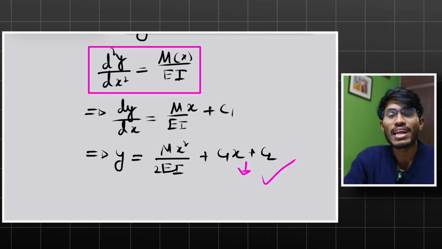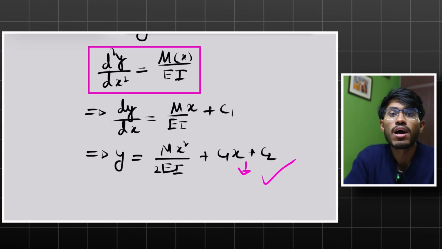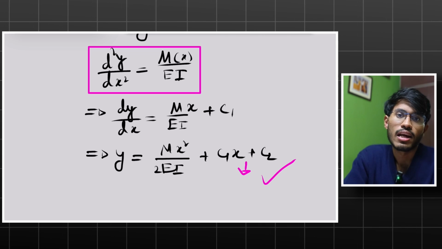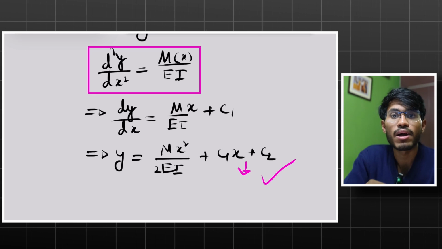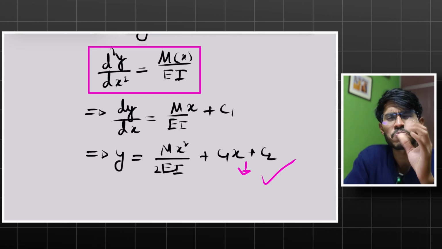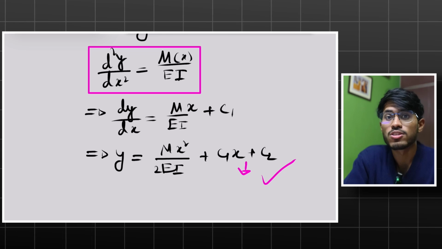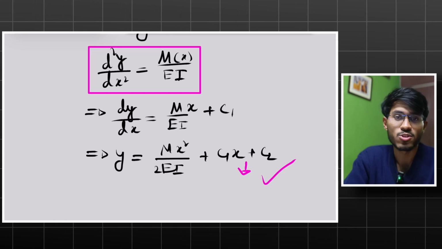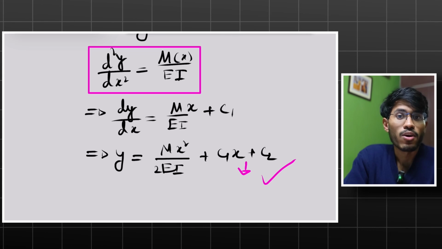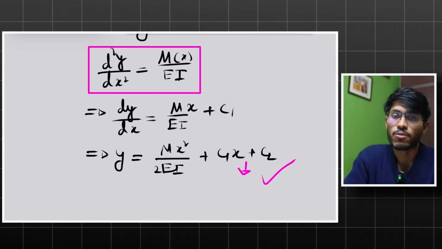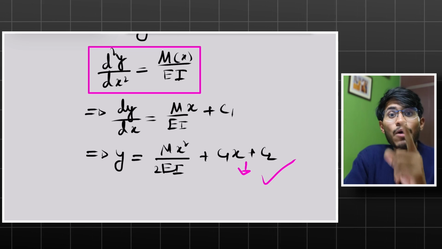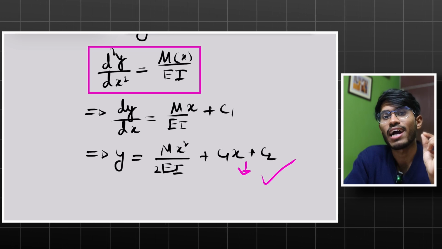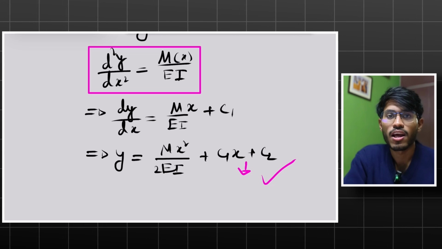Other than that, you can expect from this video, firstly, the key assumptions behind the formula that is used. When we say sigma is equal to My by I, that is the smallest formula, very beautiful formula. Also, tau is equal to VQ by Ib, and this famous formula d2y/dx2 is equal to M by EI. What are the key assumptions that you need to memorize? This I will tell.